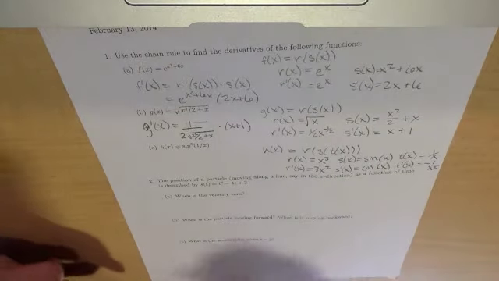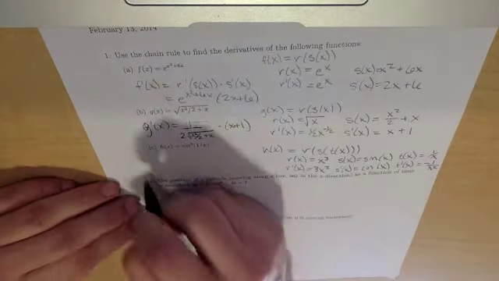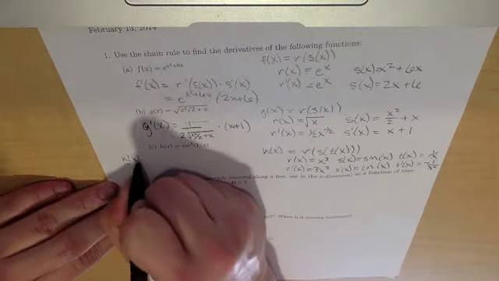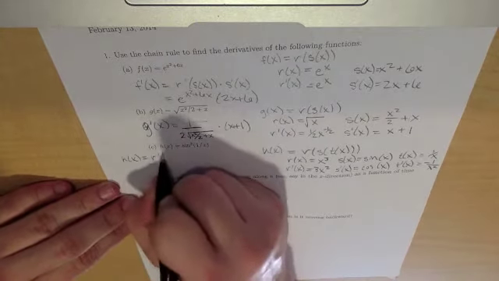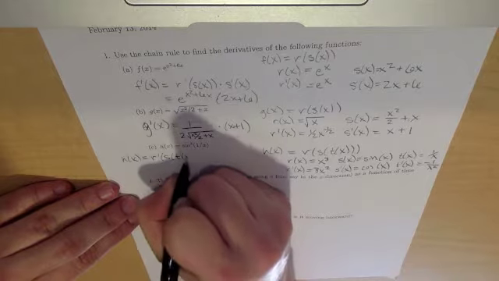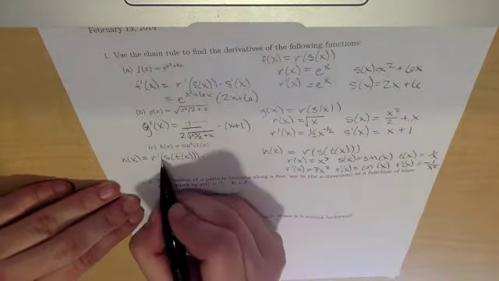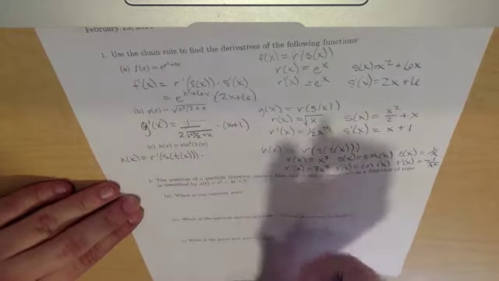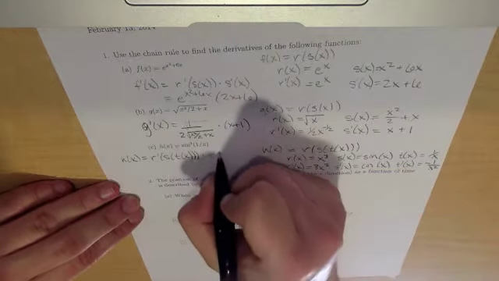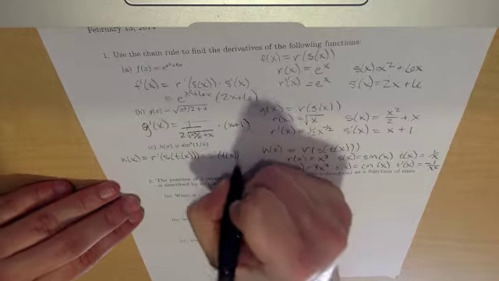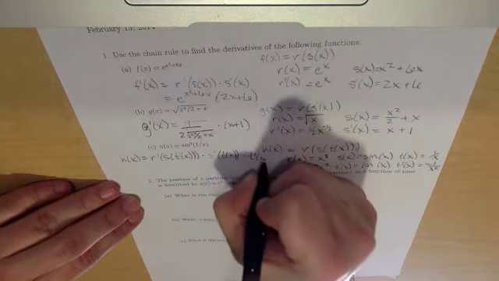Okay, so now we're going to apply the chain rule actually twice. So we'll get that h prime of x is r prime of s of t of x. Now we're going to then multiply by the derivative of what's inside. Well, that's still the composition of two functions. So we get s prime of t of x times t prime of x.